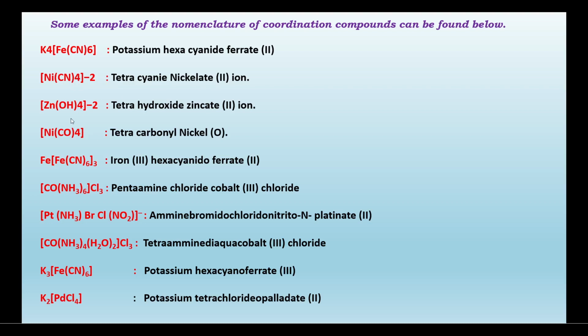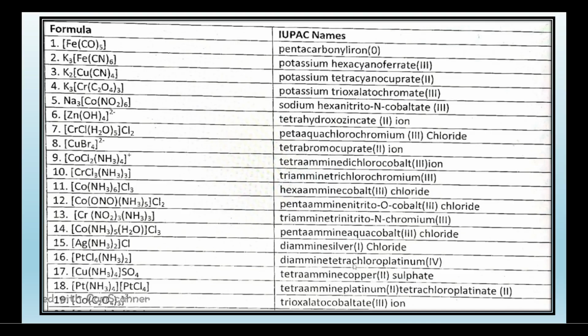Tetracyanonickelate(II) ion. Similarly, the tetrahydroxozincate(II) ion. Similarly, we can take carbonyl. In the case of carbonyl, water and ammine, these are neutral ligands, meaning they have zero charge. The ligands must have zero charge here. Similarly, you can go to potassium, iron, platinum, cobalt. These are some of the types of the respective coordination complexes.